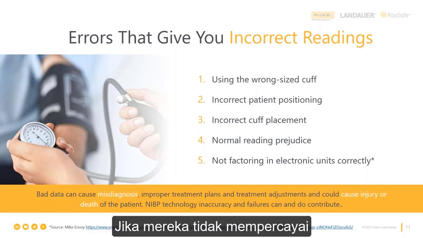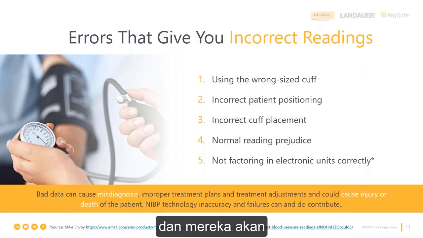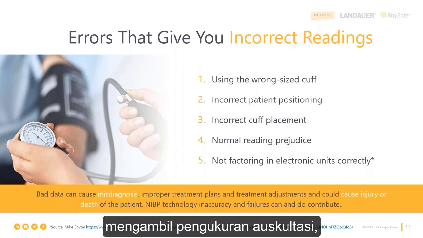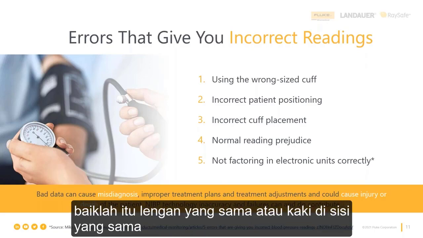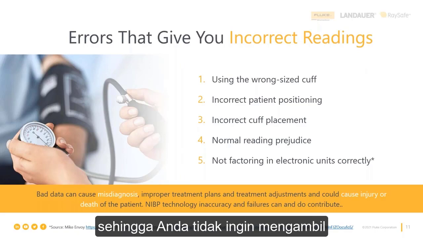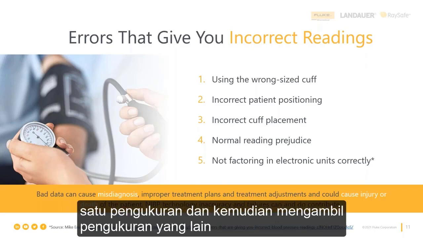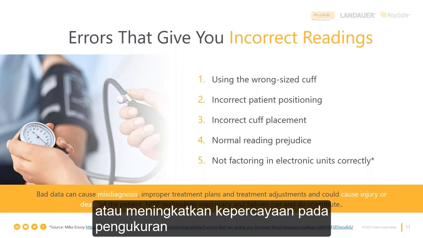Secondarily, if they don't trust the oscillometric, the automated NIBP measurement, and they're going to take an auscultated measurement, they need to do it on the same limb, the same arm, the same leg, not the other side of the body, because the blood pressures are different, and they're different from measurement to measurement. So you don't want to take one measurement and then take another measurement on a different limb at a different time. That's not going to resolve the conflict or give more trust in the measurement.